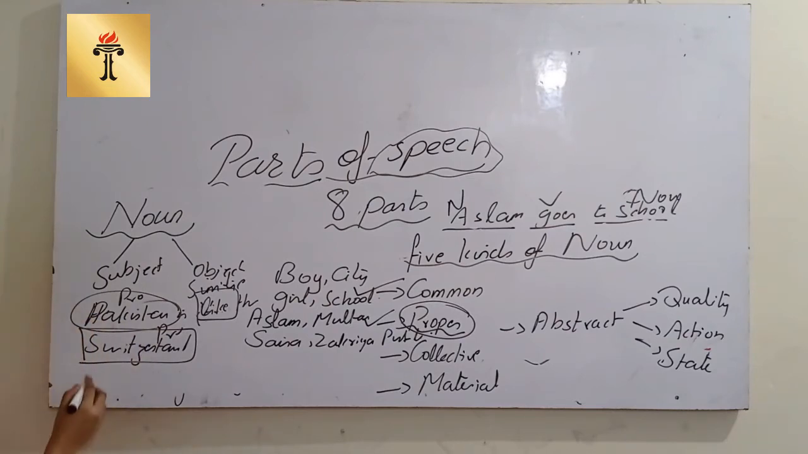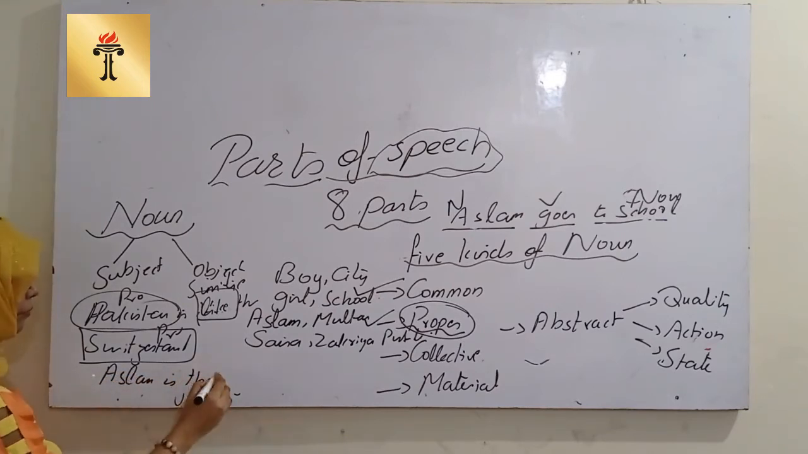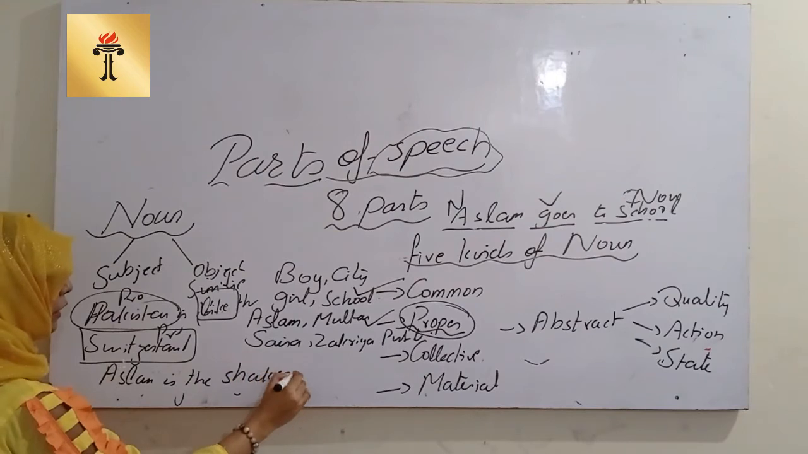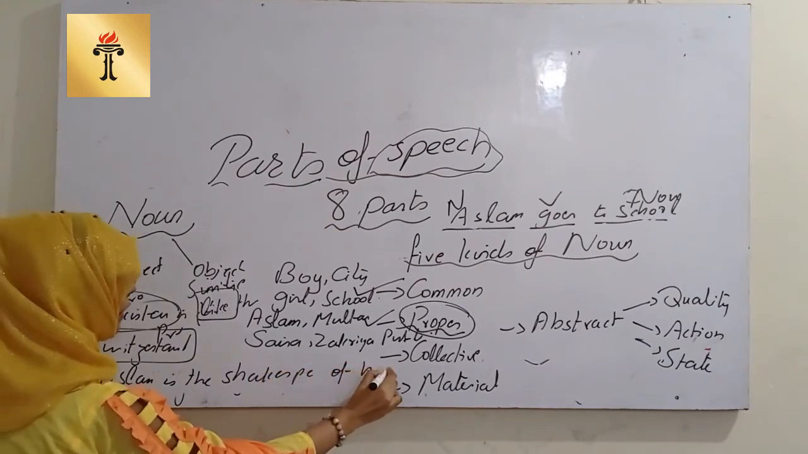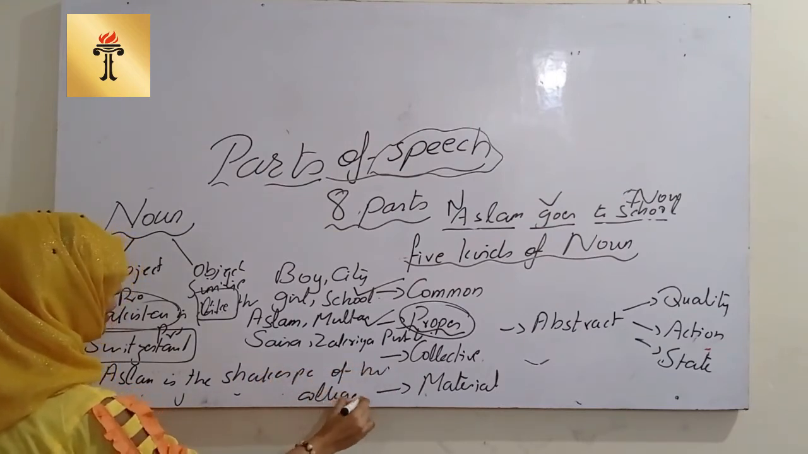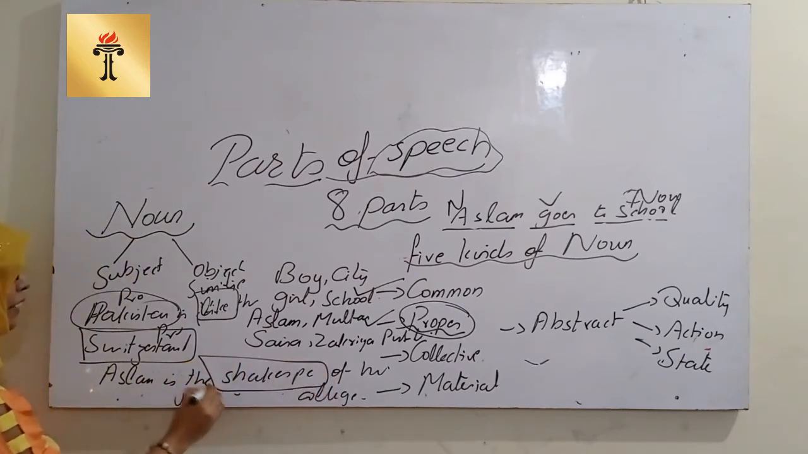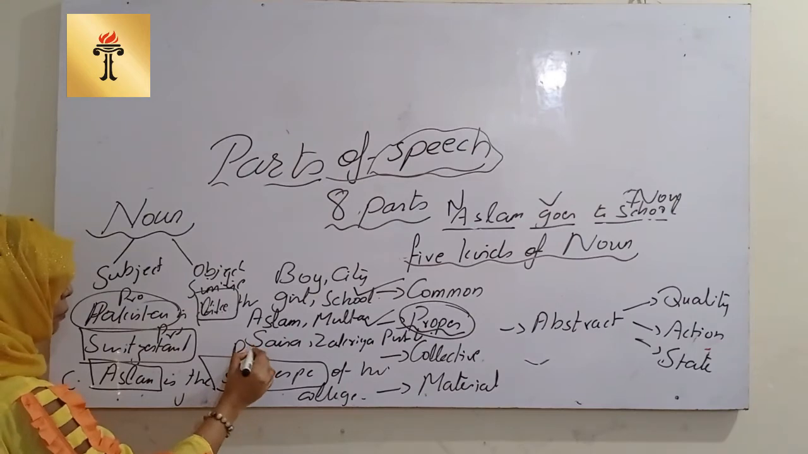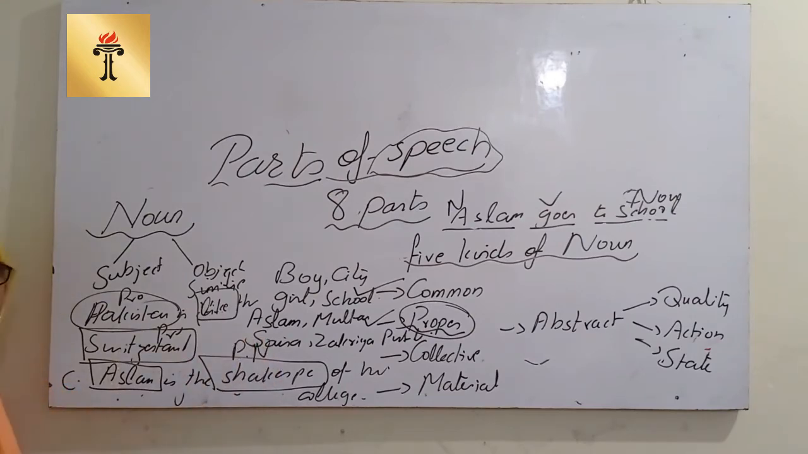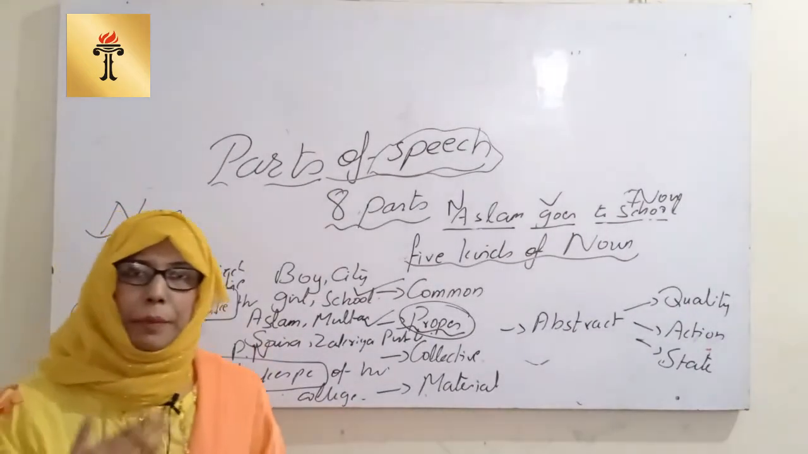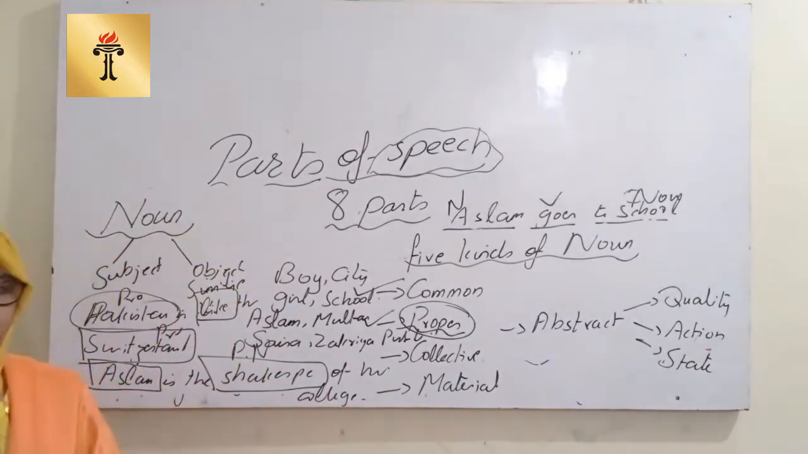If I say that Aslam is the Shakespeare of his college, it doesn't mean that he is going to replace Shakespeare. It means that Aslam is now the common noun and it is being replaced with the proper noun. That's how the common noun can become or be replaced by the proper noun as well.